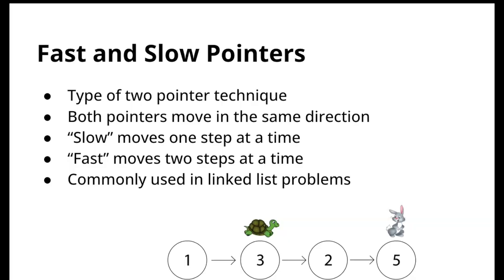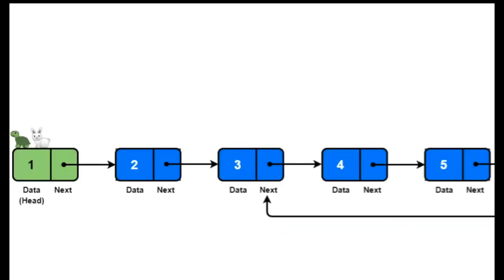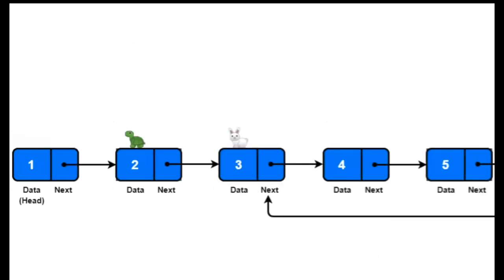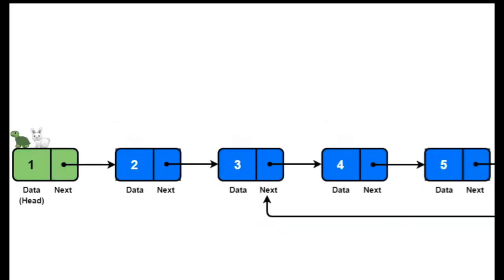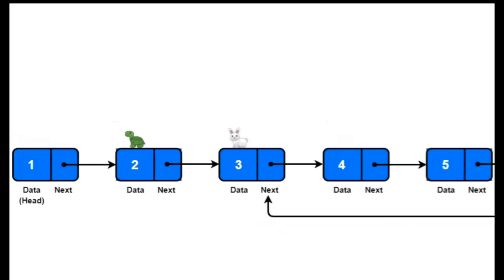I think there's some kind of proof, but basically all you gotta know is that if there is a cycle, they will meet at the same time. So that's how you figure it out. Here's an example. You can see both of them start here, and then the hare goes 2 steps, and then they eventually meet at the 5. And that's how you know there's a cycle in the linked list, which is pretty common.